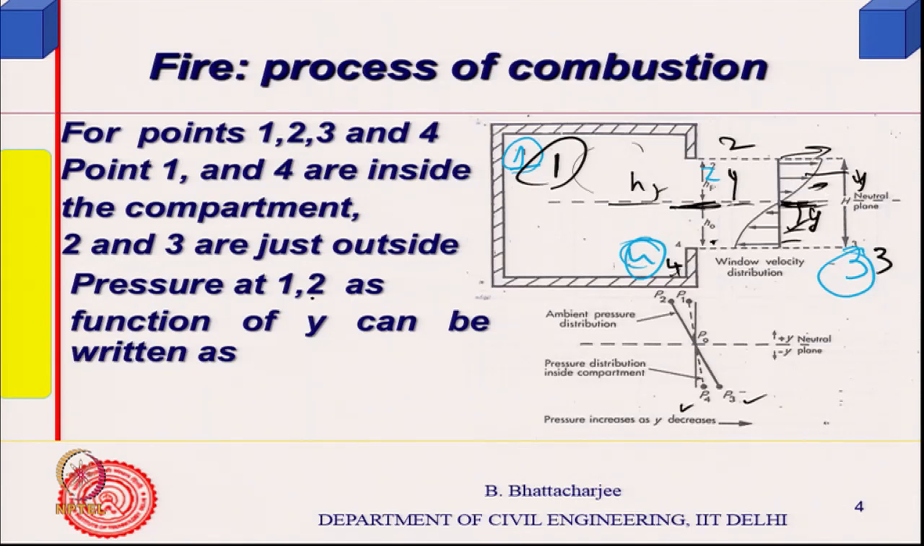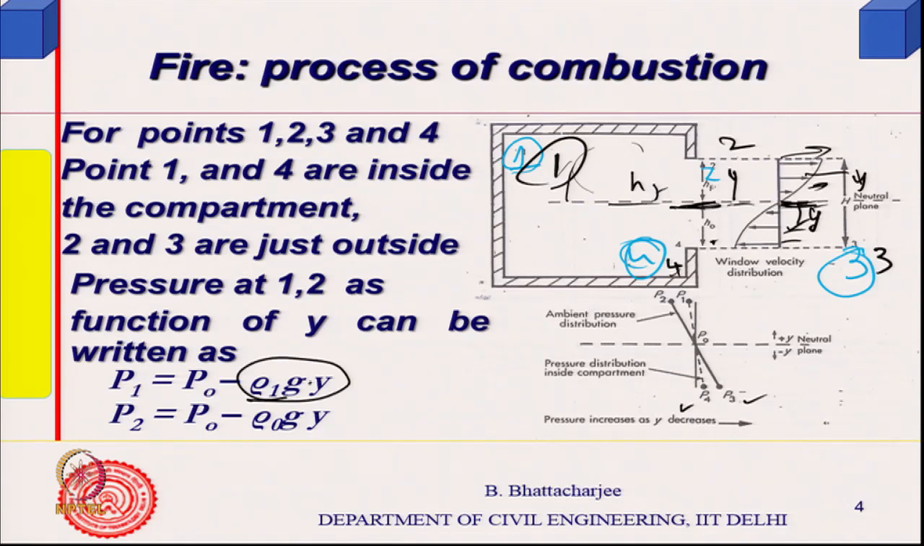Now, pressure at 1 will be lower than the pressure outside, right. So, if the outside pressure is P0, it will be P0 minus rho g h, where h is actually y. So, at any point y it will be written like this: P1 = P0 minus rho 1 g y, and P2 = P0 minus rho 0 g y, where P0 is the outside pressure, rho 0 is the outside density, and rho 1 is the density inside. So, that is what it is.